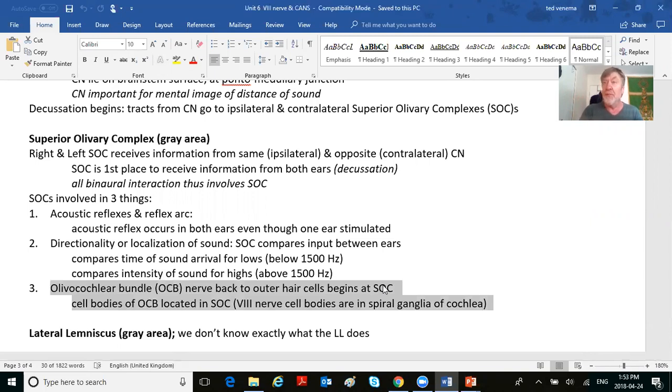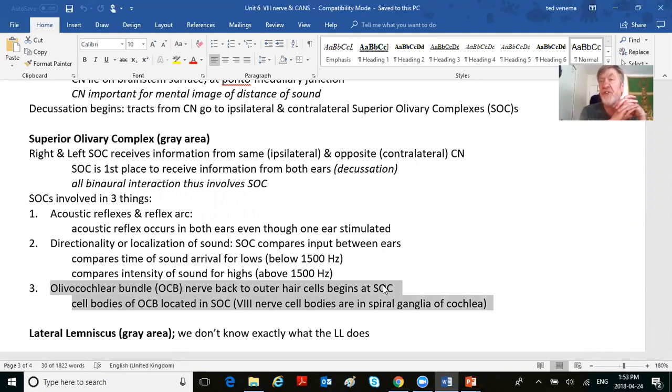So that's going to be a multipolar neuron, or nerve, made of thousands of multi-neuron fibers. In fact, I think there are 1,800 fibers in the Olivocochlear Bundle, 1800. How many outer hair cells do you have in each cochlea? 12,000. So 12,000 outer hair cells have to share 1,800 Olivocochlear Bundle fibers.